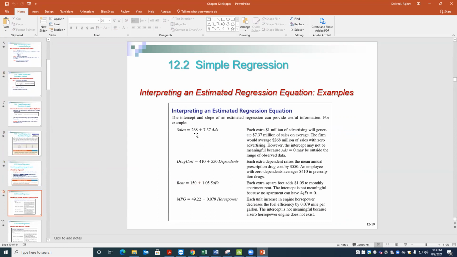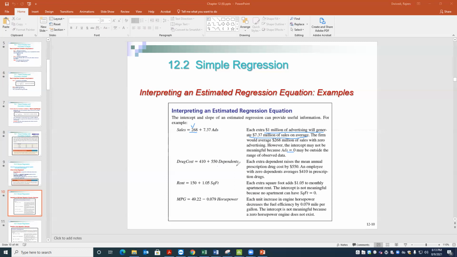Sales equals 268 plus 7.37 times advertisement, where 268 is the intercept and 7.37 is the slope. So each extra $1 million of advertising will generate 7.37 million of sales. On average, if you put in 1 million, that will be this, and the intercept remains constant throughout. If ad spending is 0, this would be the only value.